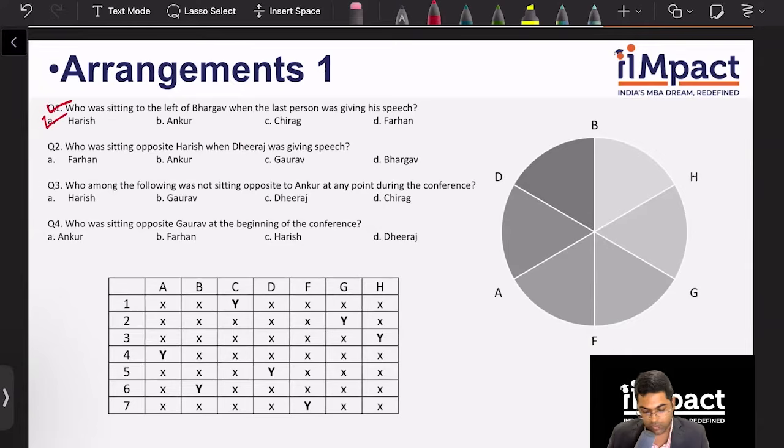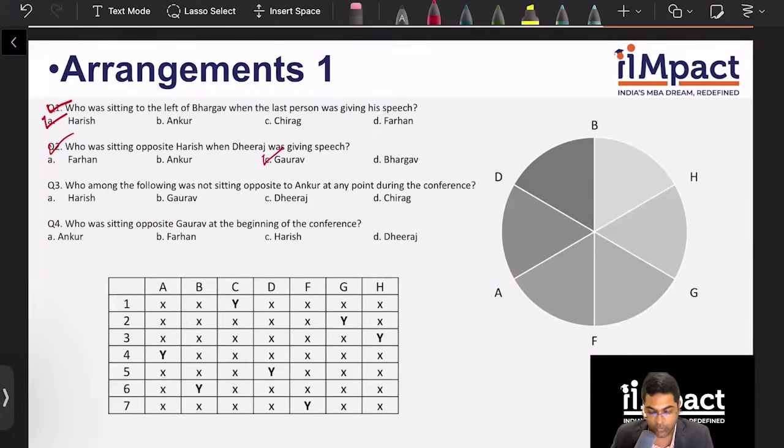Since Harish was here and Dheeraj was giving the speech, so Harish was already over here. So guys, tell me who will occupy Harish's seat? Because that is the seat which is opposite. The person who gave the speech before Harish, which is Gaurav. Very simply. And that's my answer. Very simple, very straightforward.